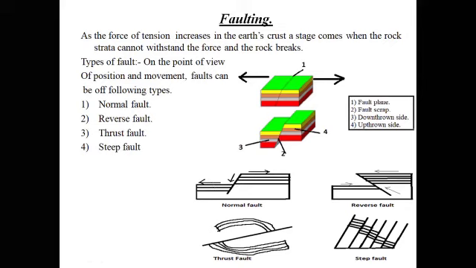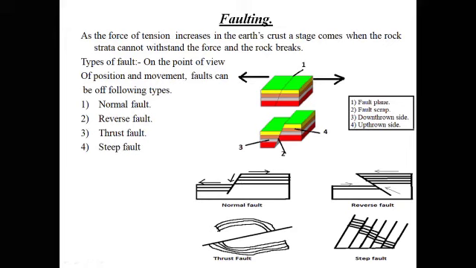The hanging wall slips downward. The fault plane is either vertical or has a very steep slope. You can see here the hanging wall. This is the hanging wall and it slips downward, and the fault plane, this is the fault plane, it will be either vertical or a very steep slope. Such conditions are called normal fault.